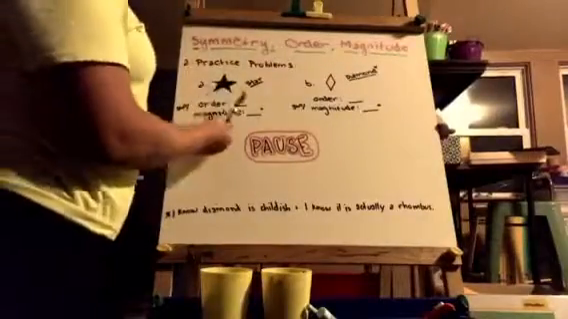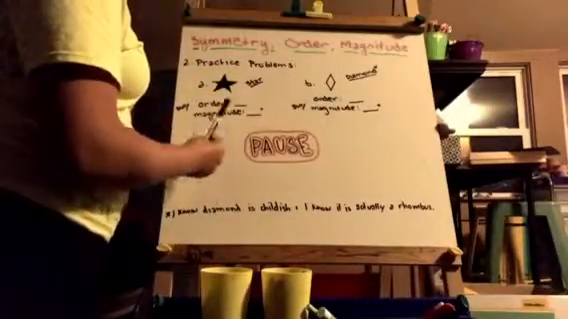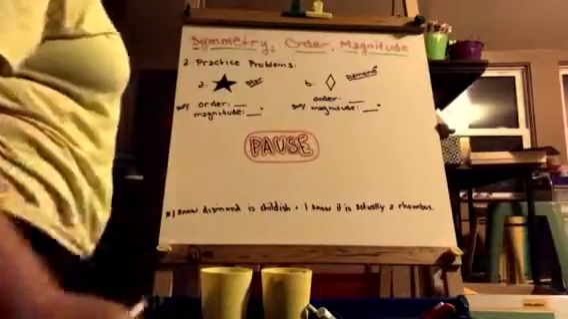Here are a few practice problems. We've got A, which is a star, and B, which is a diamond. Just fill out the order and magnitude of each image or shape. So pause the video now and complete the problems.